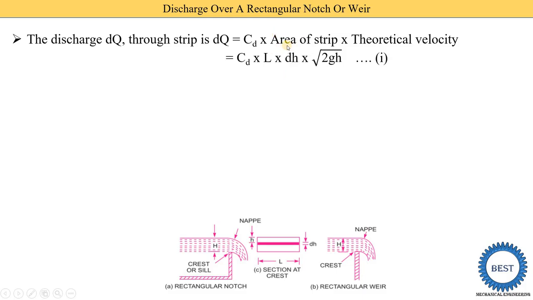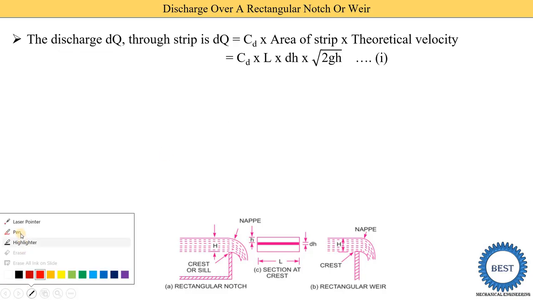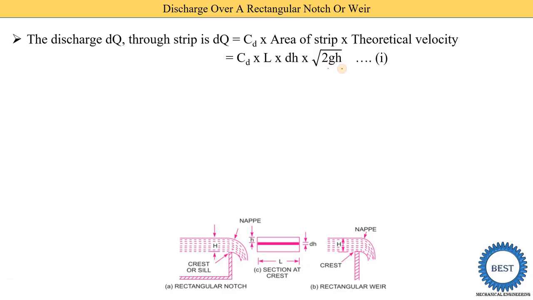Now we put in the area of the strip. The strip area is dH into L, so here we write L into dH. Second is the theoretical velocity, which is under root of 2gh. So this is our equation number 1.